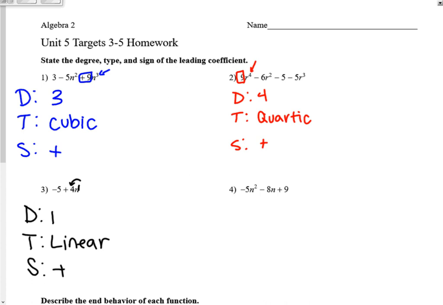Number 4 then, my degree, so again, looking for that biggest exponent, my biggest exponent is 2. The type, if it is a degree 2, then it is going to be a quadratic function. The sign of my leading coefficient, this one has that negative 5 in front, so my sign is negative.